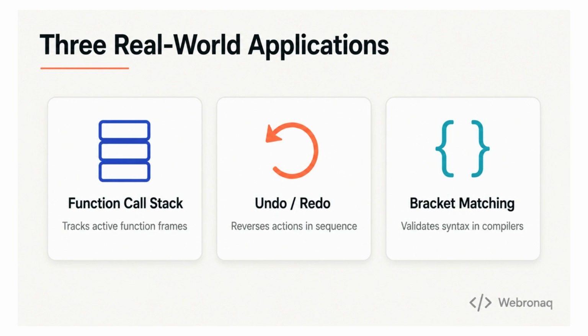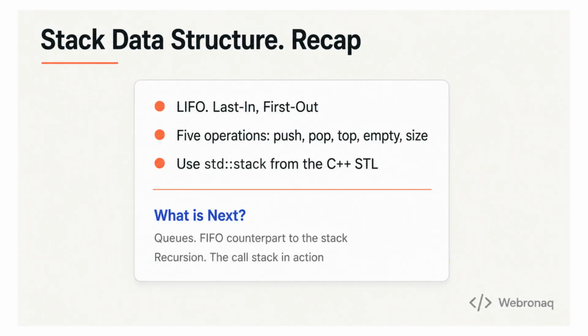Next, let us bring everything together for a full recap. All right, let us bring it all together. A stack is a linear data structure governed by one rule: last in, first out. The last element pushed is always the first one popped. You interact with a stack through 5 operations: push, pop, top, empty, and size. In C++, you get all of this instantly with std::stack from the stack header. No extra setup needed. And as we saw, stacks power function calls, undo systems, and bracket validation in compilers. They are simple in concept, but foundational in practice.